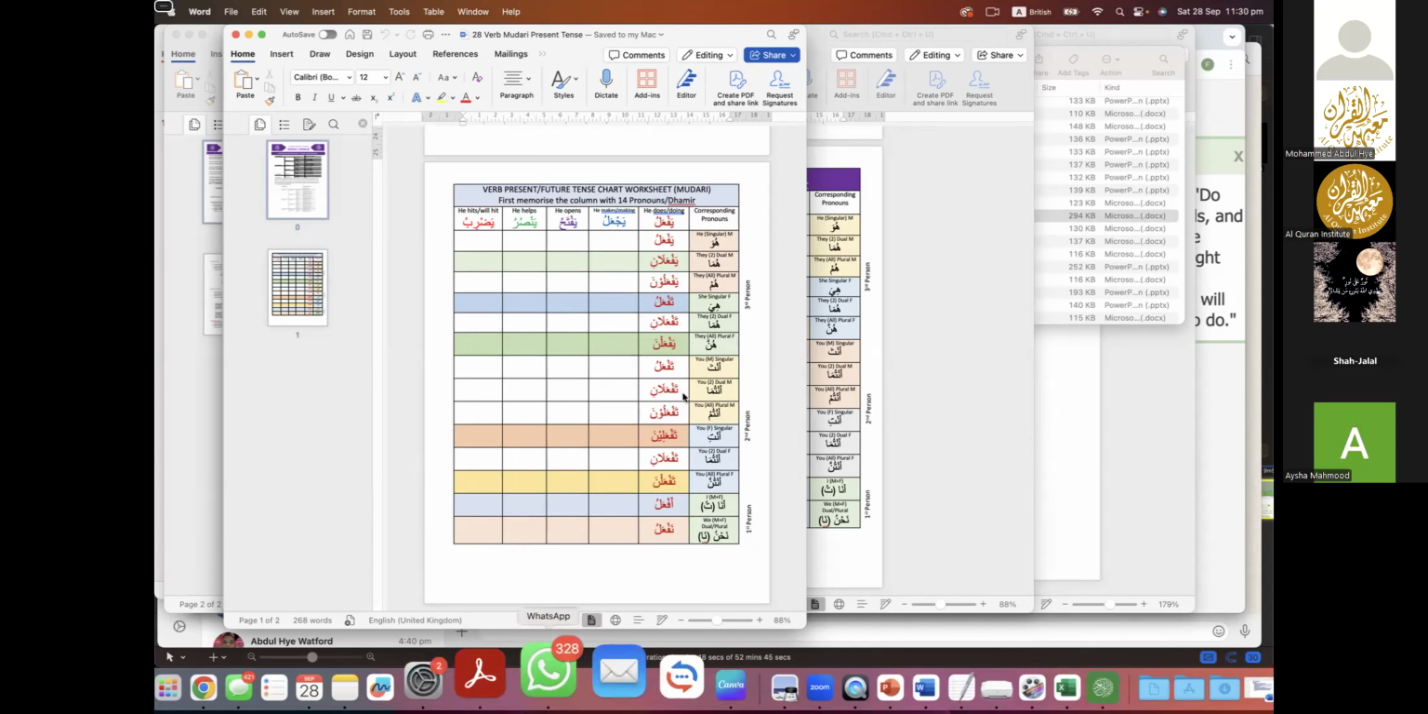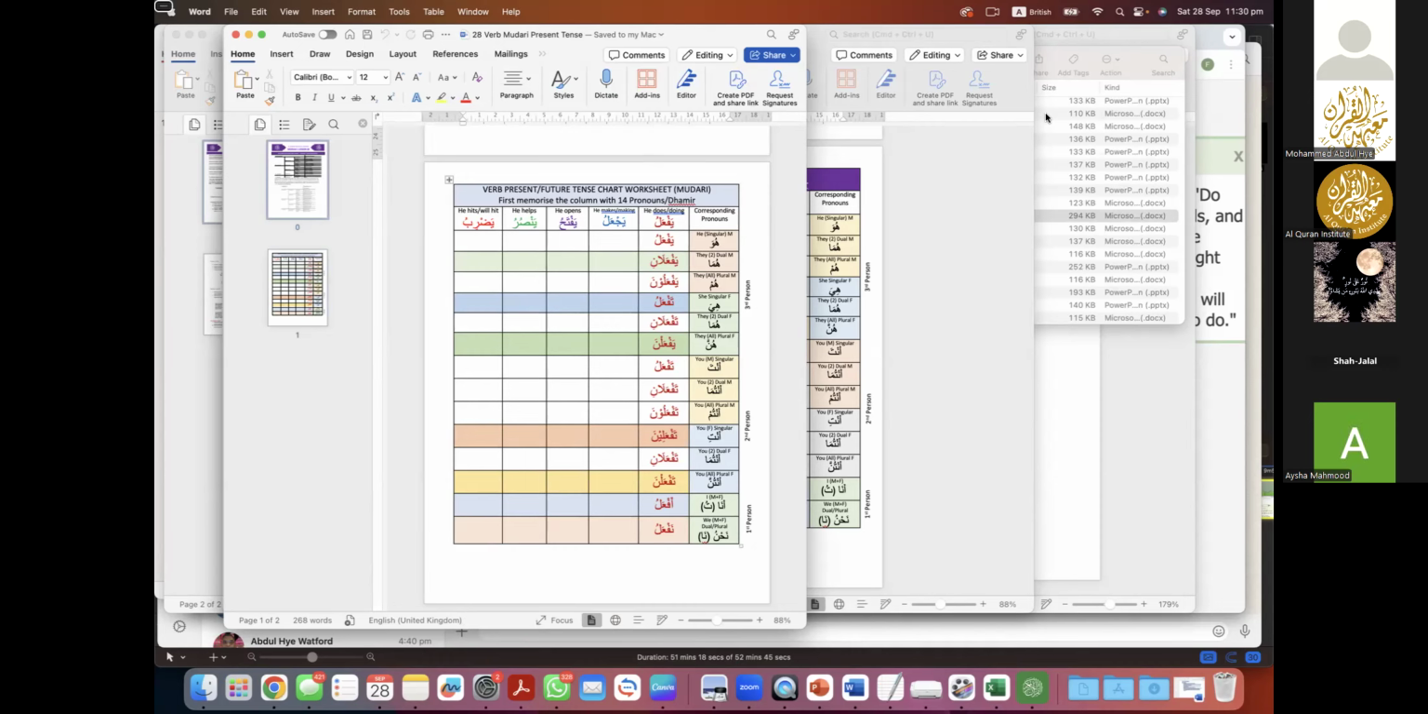I see your responses, please. Everyone respond, please. Will you do this exercise? On the chat box, everyone. Yes. Good. Good. Yeah. Past tense and present tense, madi and mudari. Good. They're all saying inshallah. Inshallah. Jazakallah. Okay.